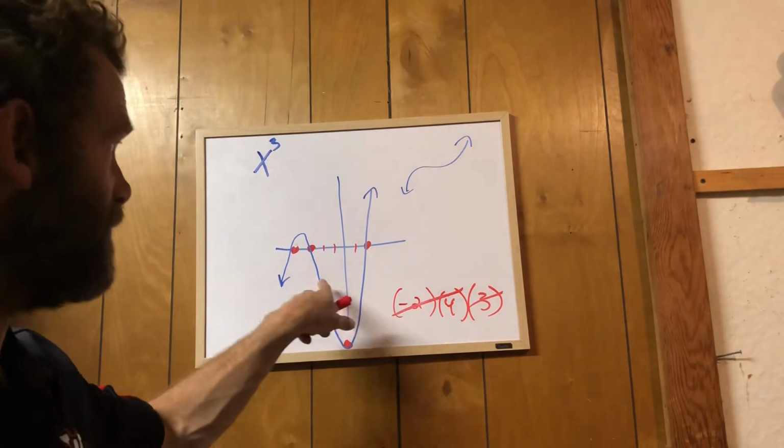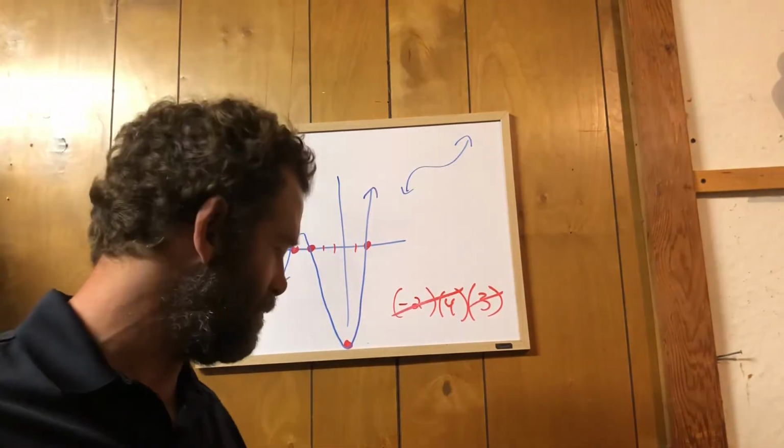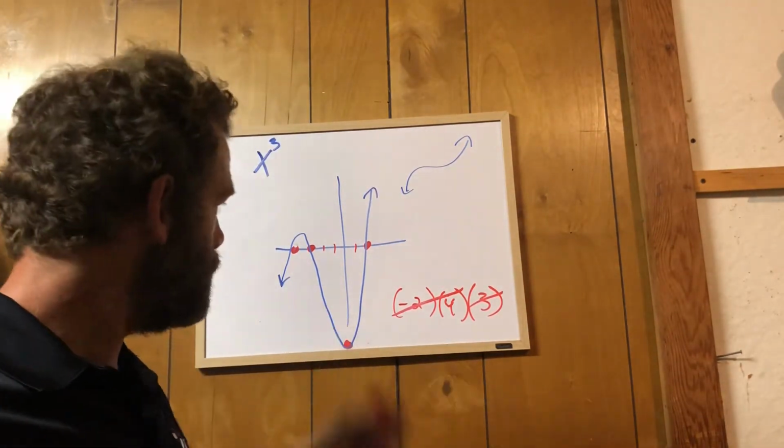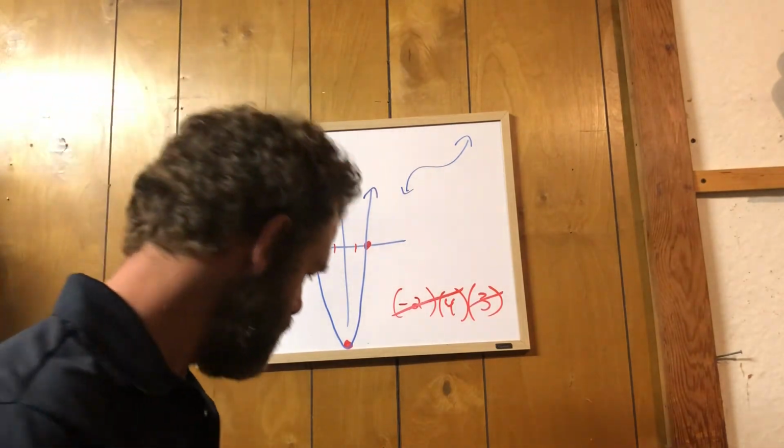So if you were to graph this on your graphing calculator, I don't remember what it looks like graphing, but it should look something like this. Okay.